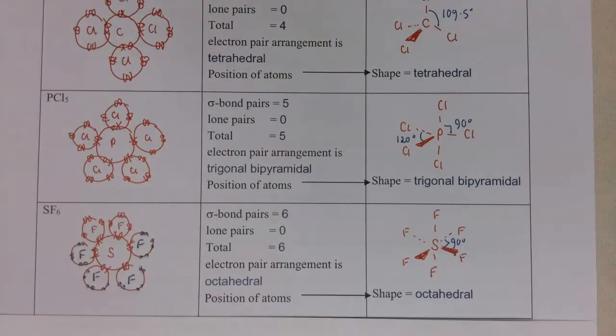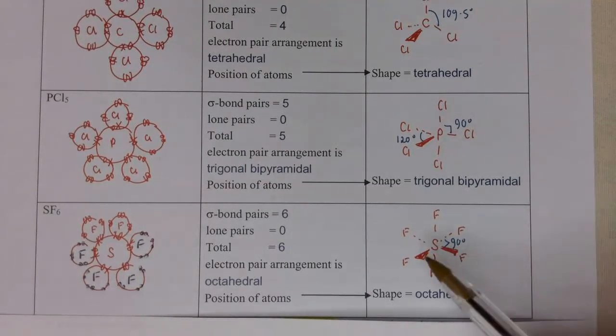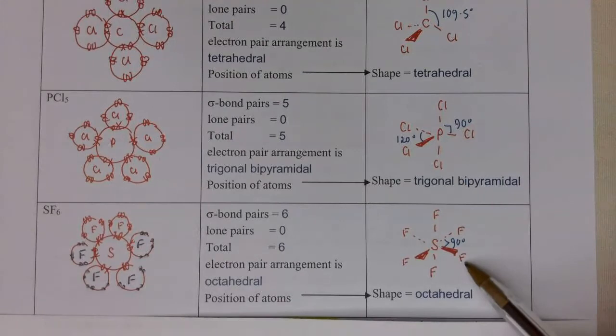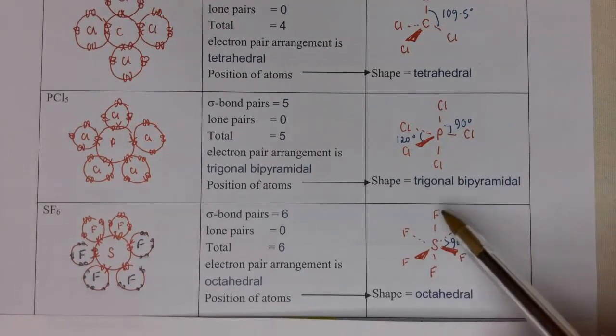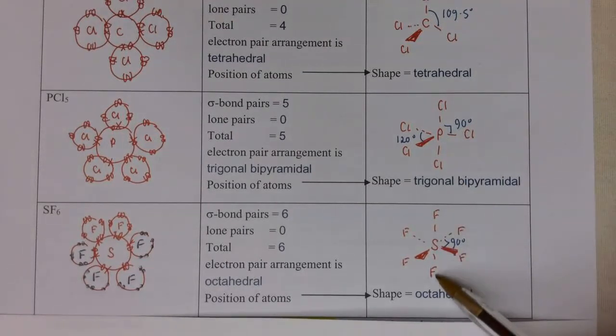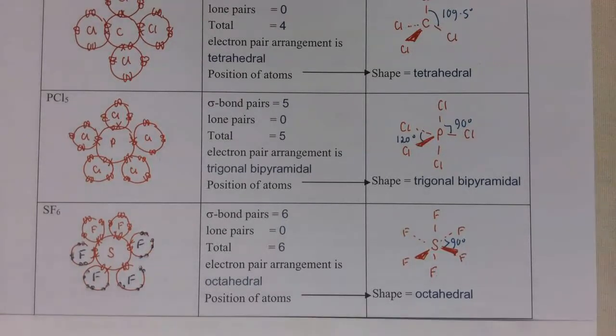Last but not least, we have SF6 with 6 bonding pairs, and this is an octahedral with bond angles at 90 degrees. Notice we've got 2 coming out towards us, 2 going behind, and then the 2 fluorines above and below the plane of the molecule. And this is called octahedral because it has 8 faces.